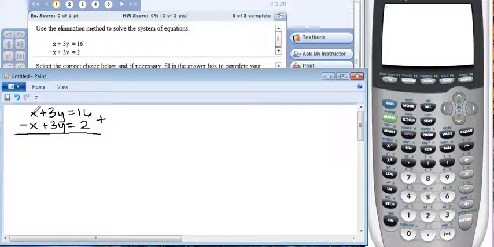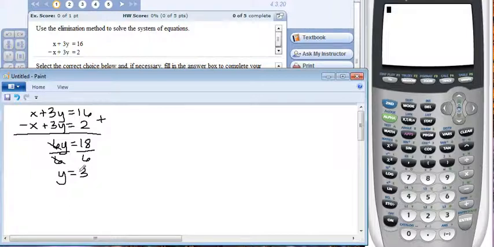My goal here is to drop one of the variables. So x minus x drops, so I don't have any x's. I'm adding, so 3y plus 3y is 6y, and 16 plus 2 is 18. Do you see how my goal here is to get these to drop? And they did when I added them. I'm solving, so I'm going to divide through by 6, and so y is 3. Okay, there's one answer. I need an x and a y.